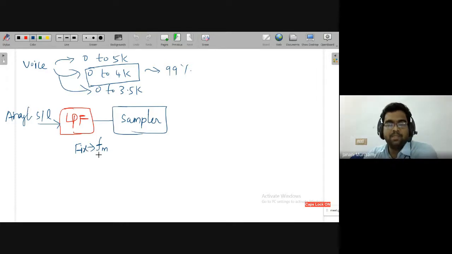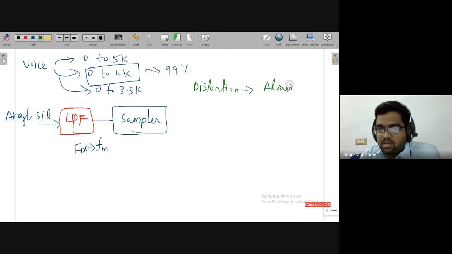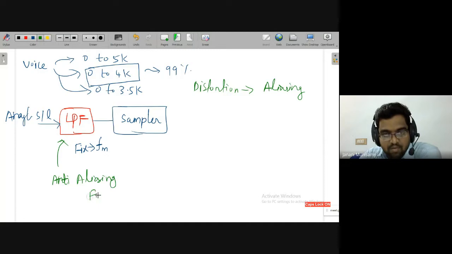The distortion here is called aliasing. If you follow this procedure, we will not have any distortion or aliasing. That's why this filter is also called an anti-aliasing filter. This is the reason we use a low pass filter before the sampler, to avoid aliasing. That's why the name is anti-aliasing filter.